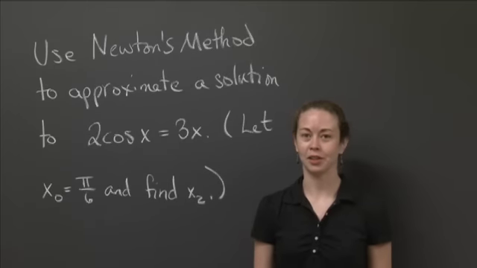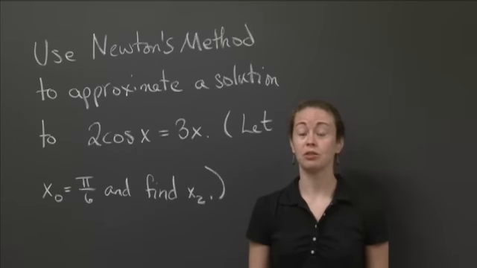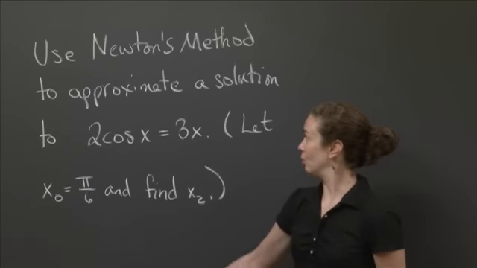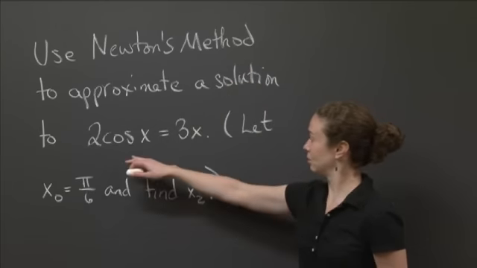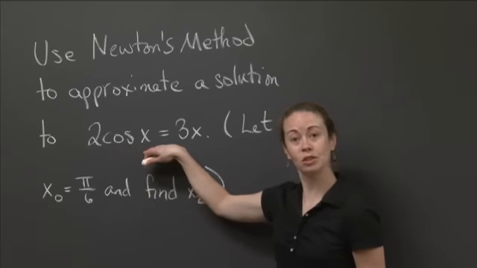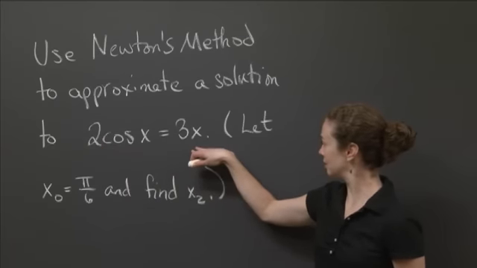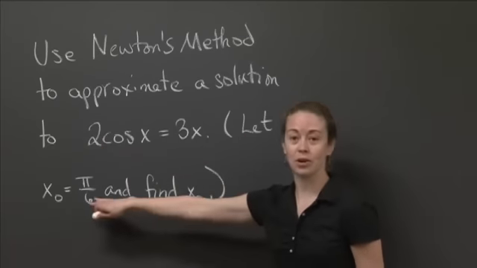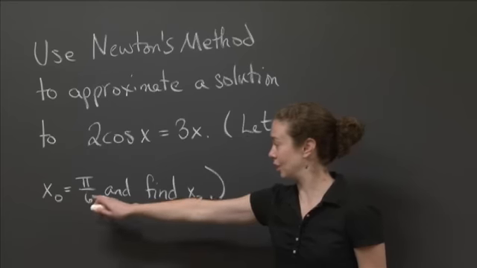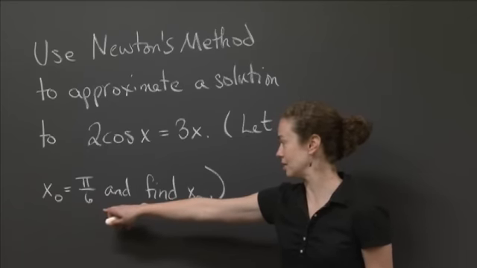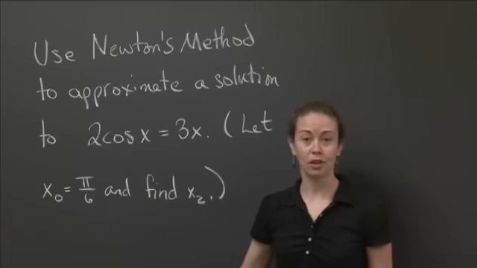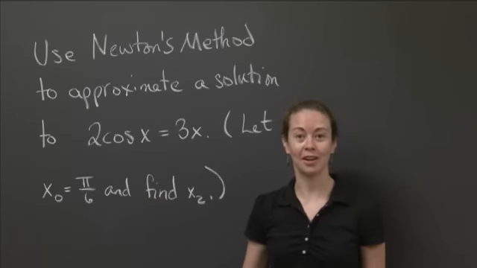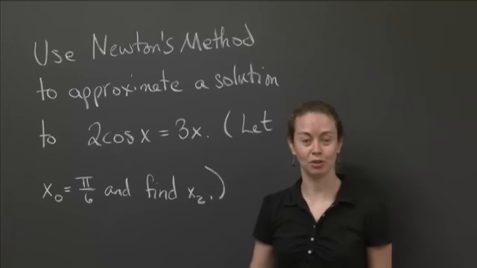Welcome back to recitation. In this video, I want us to practice using Newton's method to find the solution to an equation. In particular, we're going to use Newton's method to approximate a solution to the following equation, 2 cosine x equals 3x. And I'm going to tell you where to start. We're going to have our initial value, x naught, be pi over 6, and I want you to find x2. So why don't you pause the video, take a little time to work on that, and then I'll come back and I will show you how I did it.